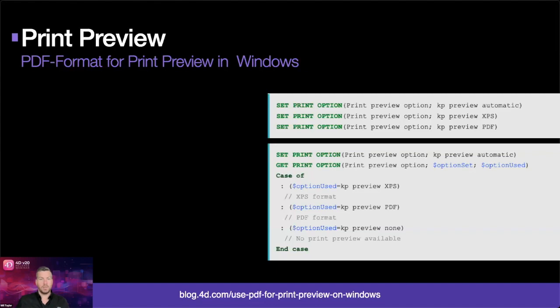And even though this is automatic, we still are providing you, the developer, with control. In 4D v20, you now have the SET PRINT OPTION and GET PRINT OPTION commands that support you in order to get your print previewing jobs done right.